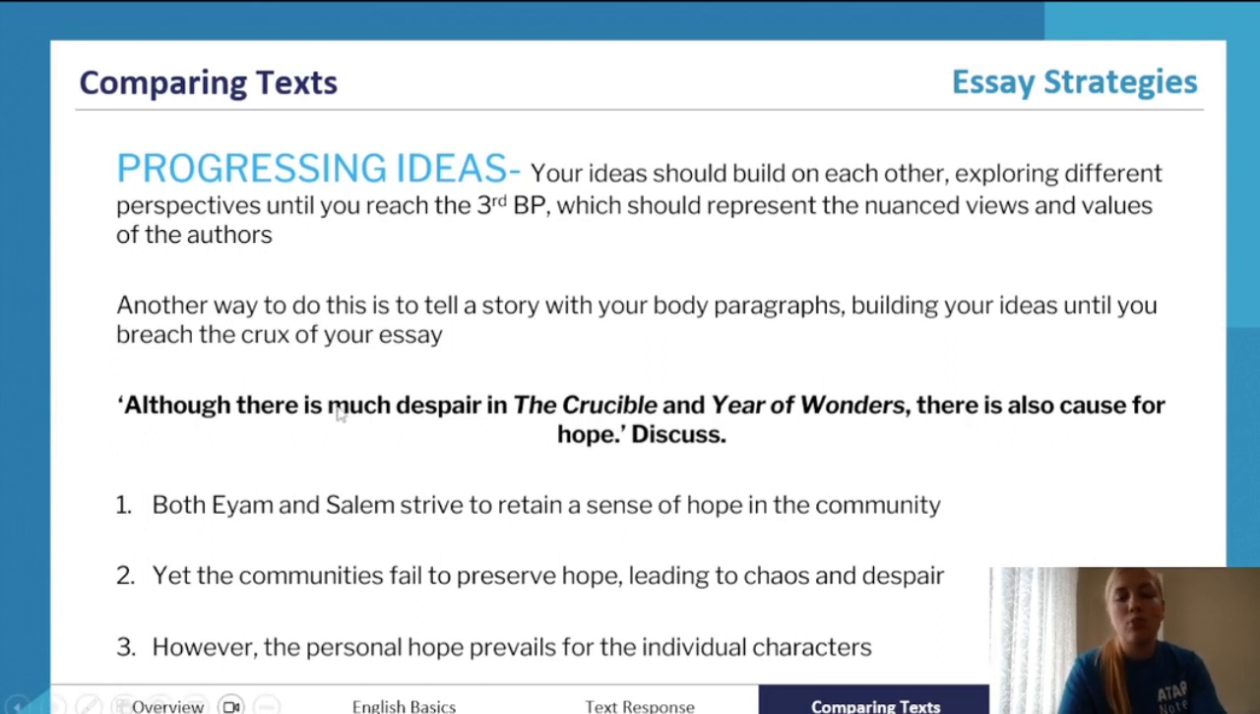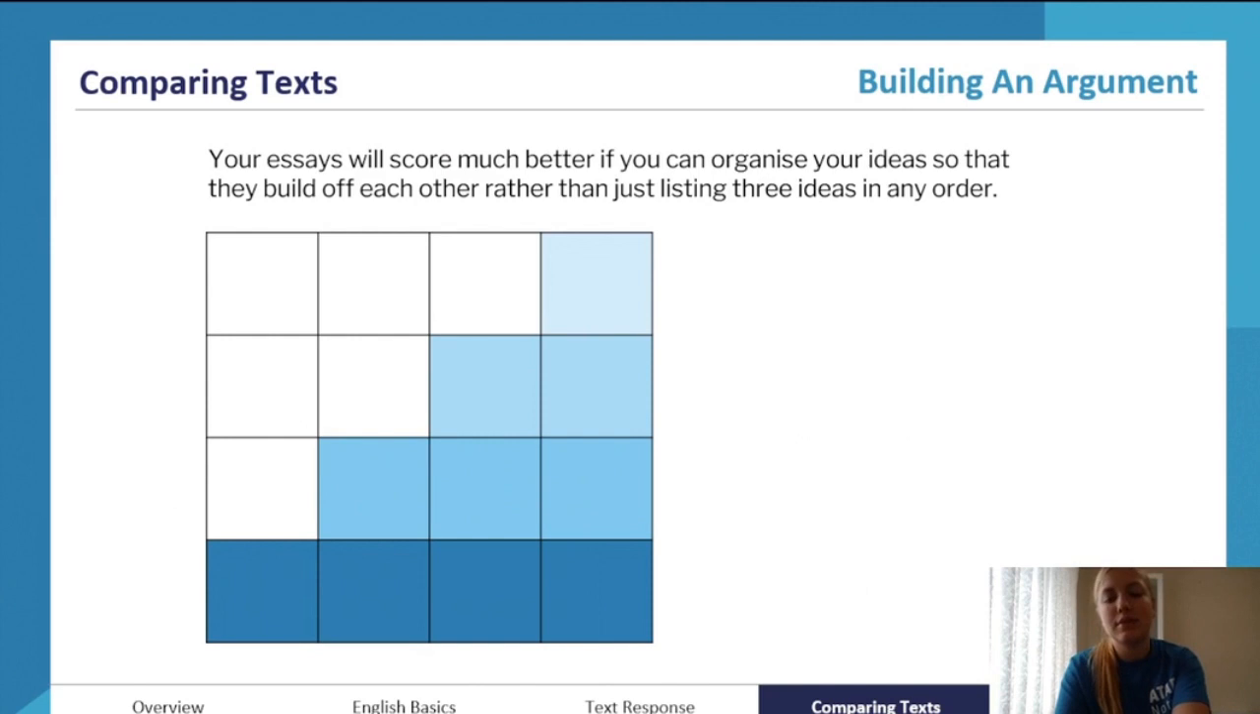So, this is more complex because it's touching on the implications of hope being lost. And lastly, however, personal hope prevails for some of the individual characters, so it can still be retained by some very powerful characters. And this is going to be our most complex argument: that hope does not disappear for everyone.